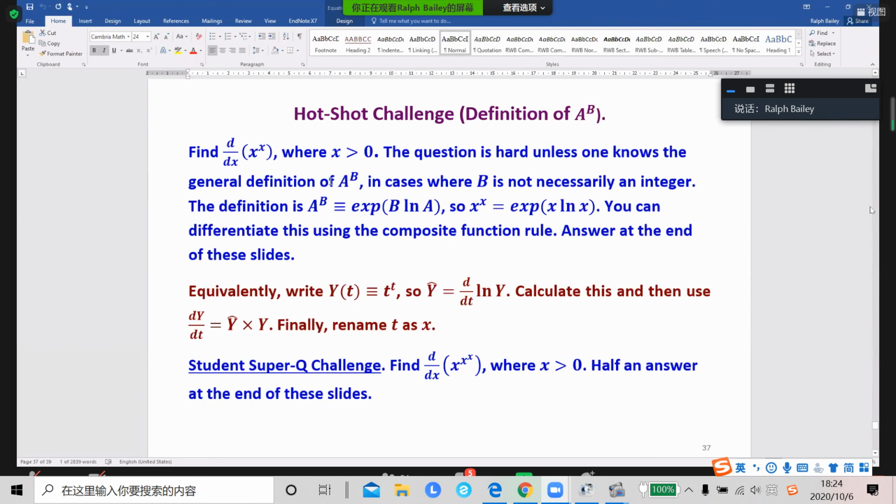To do it, you have to know what's meant by x to the x when x isn't necessarily an integer. And the definition is this one. Well, a to the b is exp of b times log a. So x to the x is exp of x times log x. And if you use the composite function rule and probably the quotient or the product rule at the same time, you might be able to get the answer. The answer's at the end of the slides.